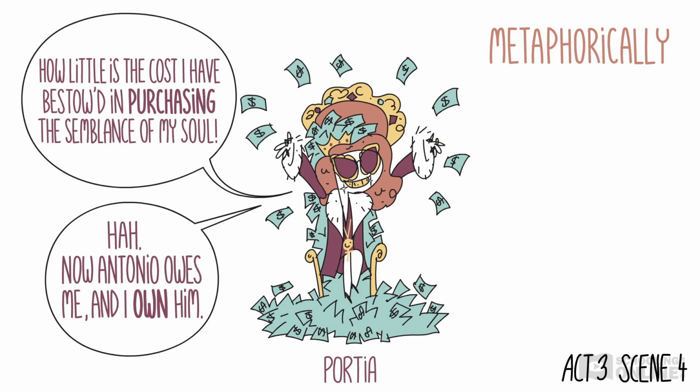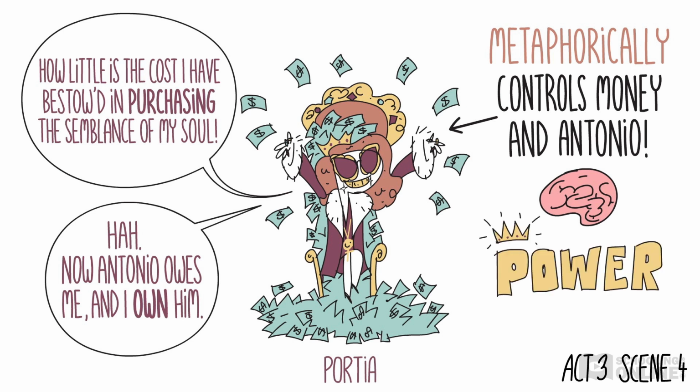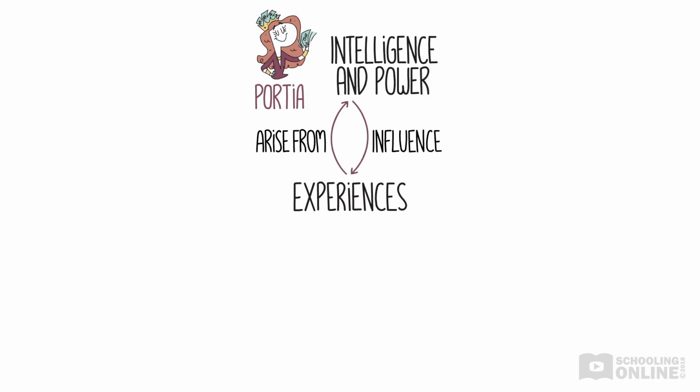This is all part of Portia's crafty plan to maintain power in her relationship with Bassanio. She controls the money and also has power over his best friend, Antonio. Overall, Portia's qualities of intelligence and her desire for power have greatly influenced her experience of love with Bassanio, as she constantly seeks to subvert patriarchal power structures in her marriage. As you can see from the example of Portia, human qualities and emotions both arise from and influence our experiences.